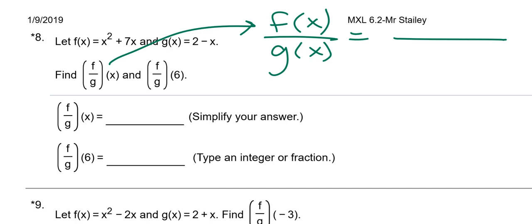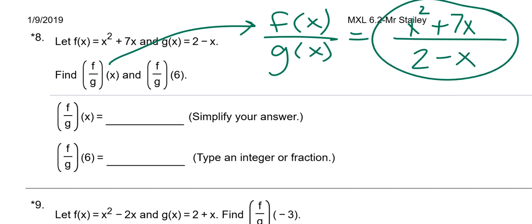Oh, can I just tell you what I wrote down? Tell me what you wrote down for the top. X squared, is that X squared? Yep. Plus 7 X, good. What do you got for the bottom? 2 minus X. Folks, we literally cannot do anything to simplify that. So this instruction right here to simplify your answer.